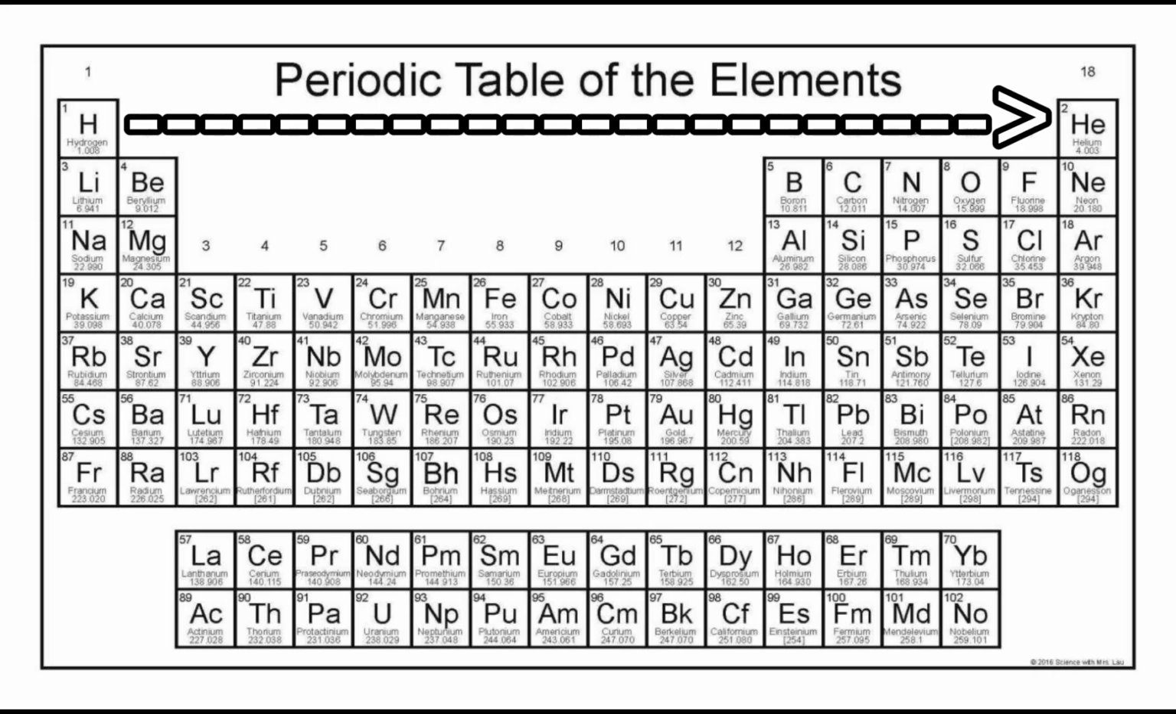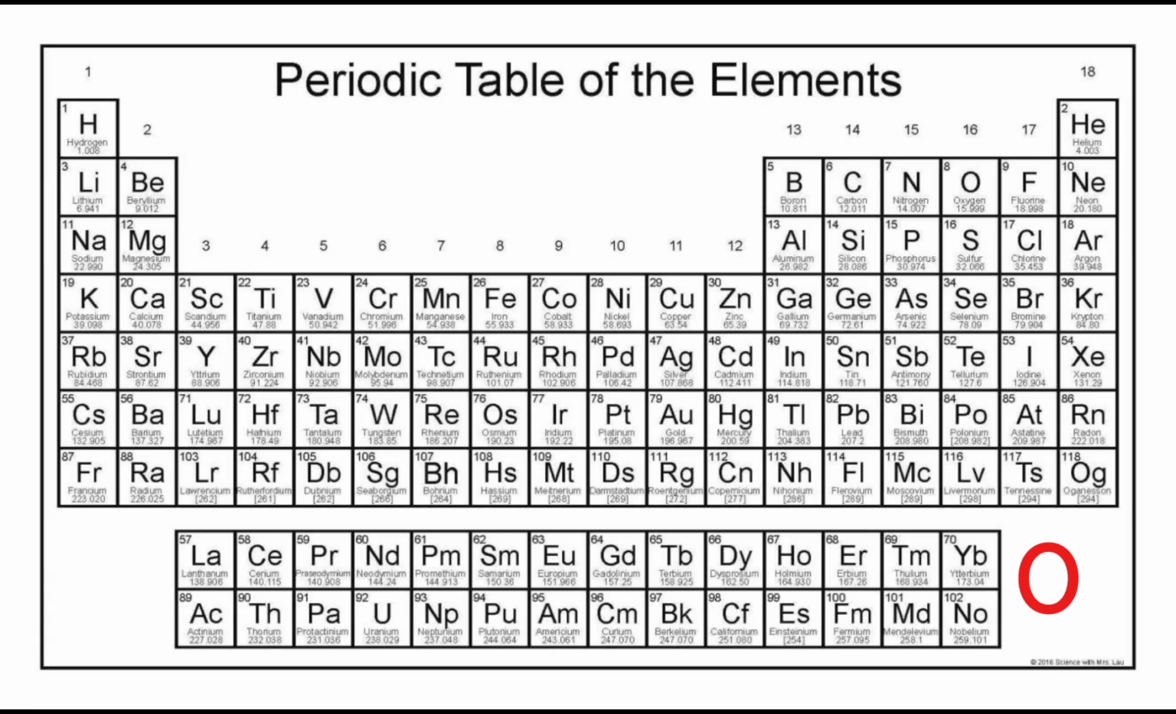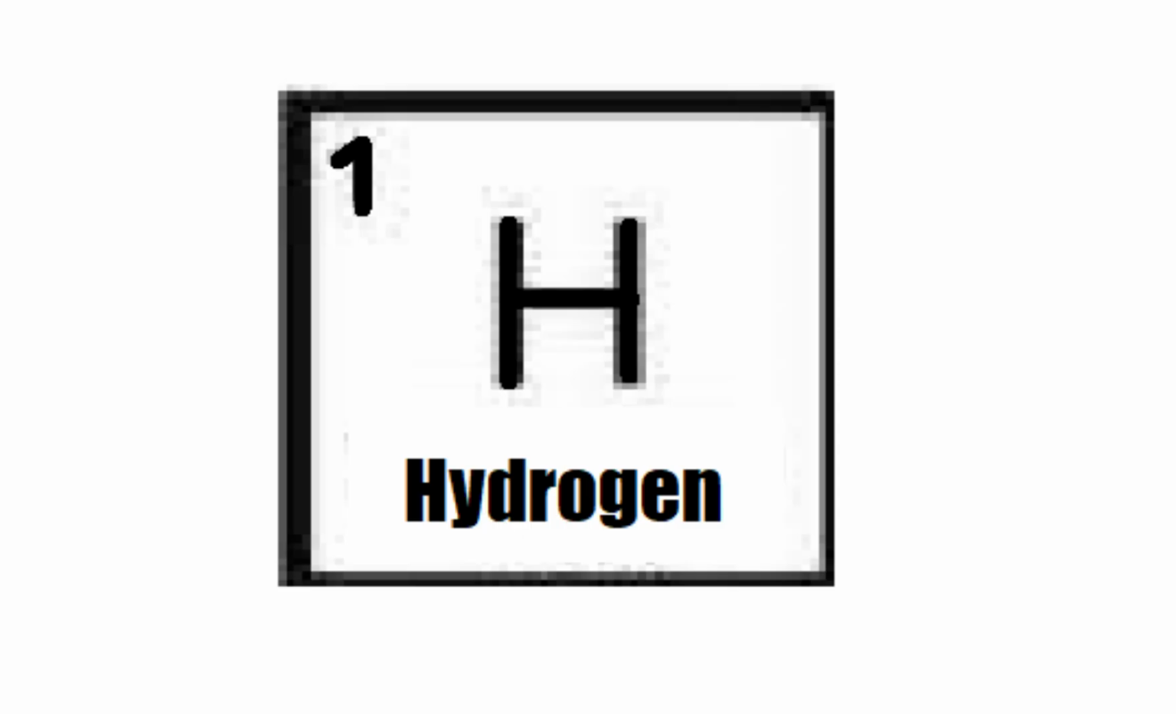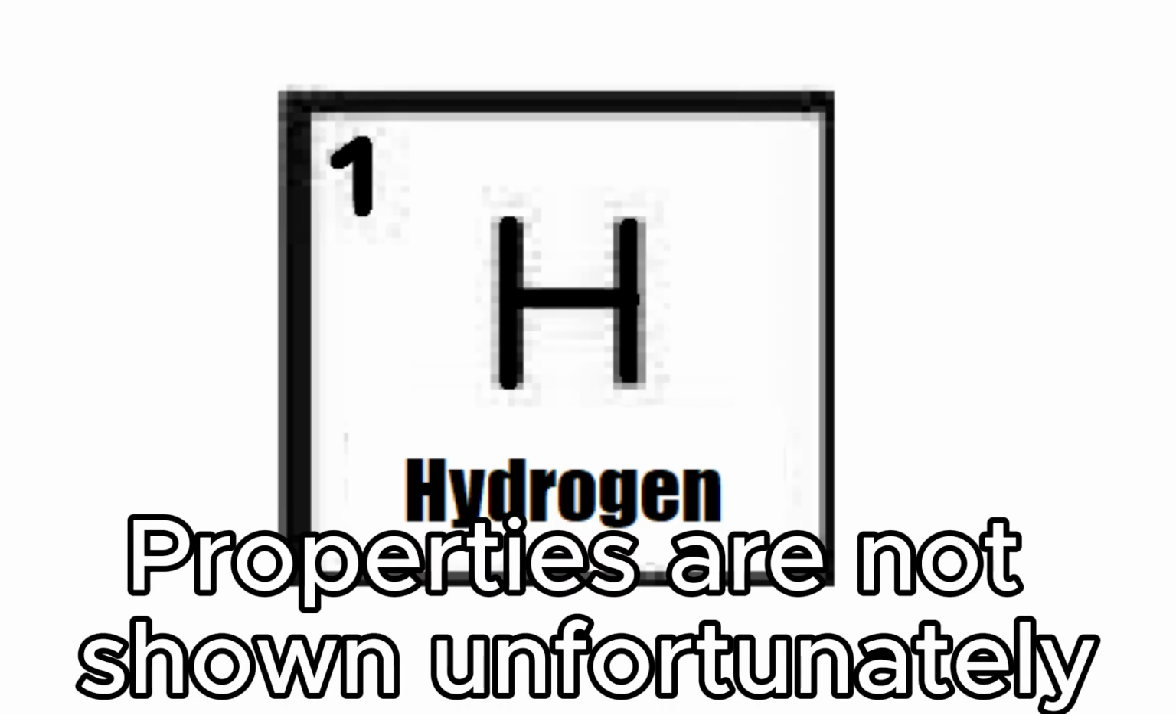Rows left to right are called periods. Also a groundwork for orbitals. Columns up and down are called groups, or families. Each box shows the name, symbol, and atomic number of an element, and also its properties.